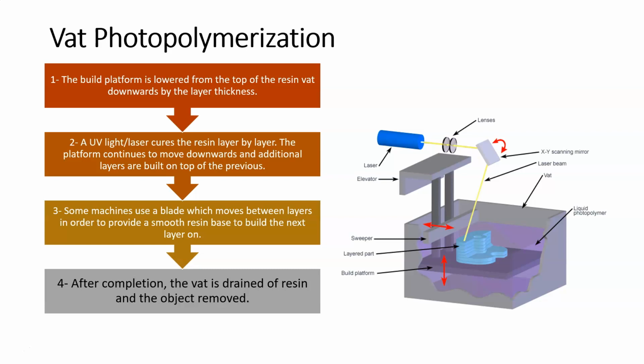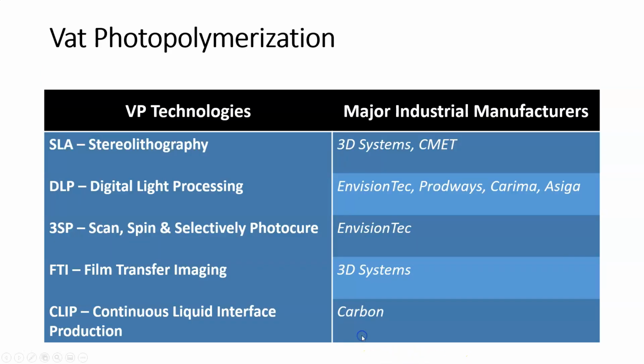After completion, the vat is drained of resin and the object is removed. Now, I'll have videos to show how that works, because I know that talking through that, it's a little bit hard to understand. The different vat photopolymerization technologies that are out there include stereolithography, the SLA. This is the original 3D printing process, right? The one that was started by Charles Hull with 3D Systems.